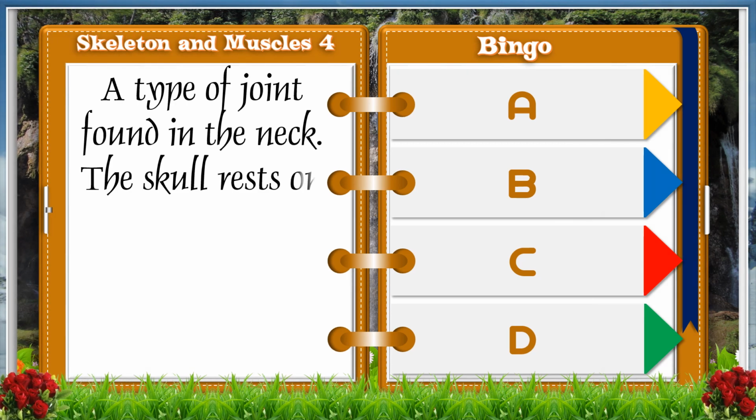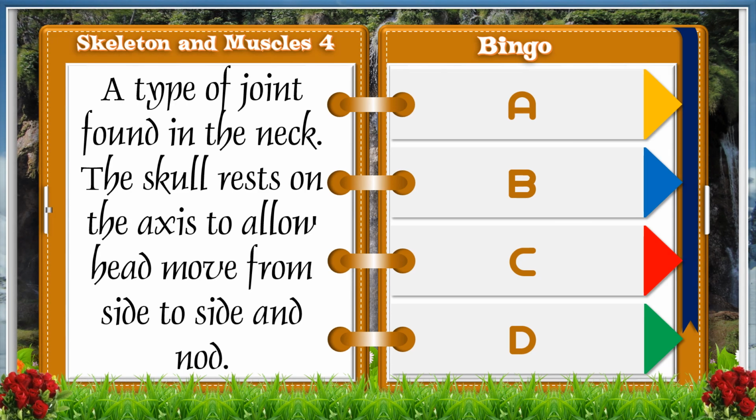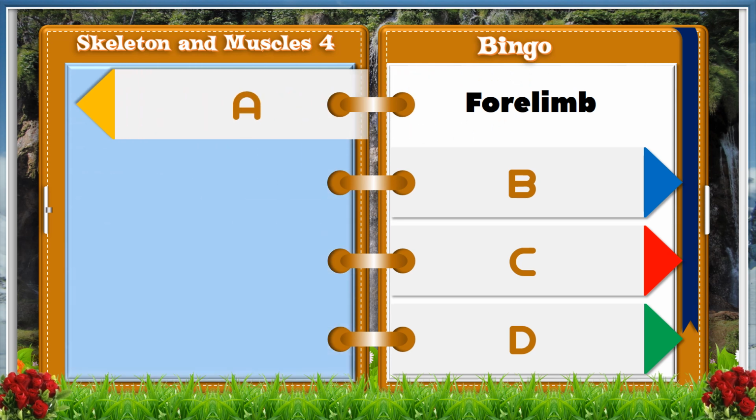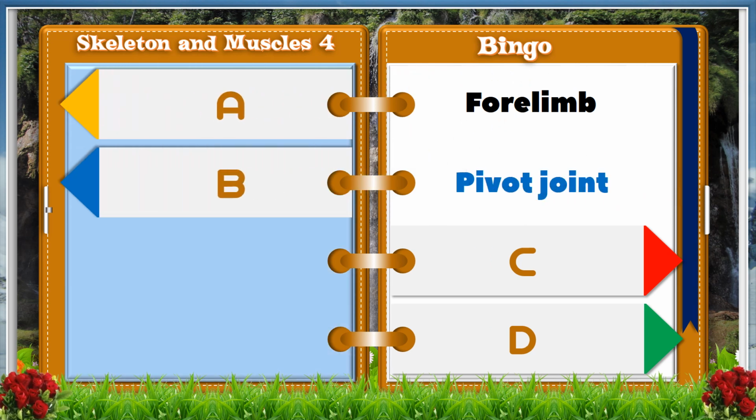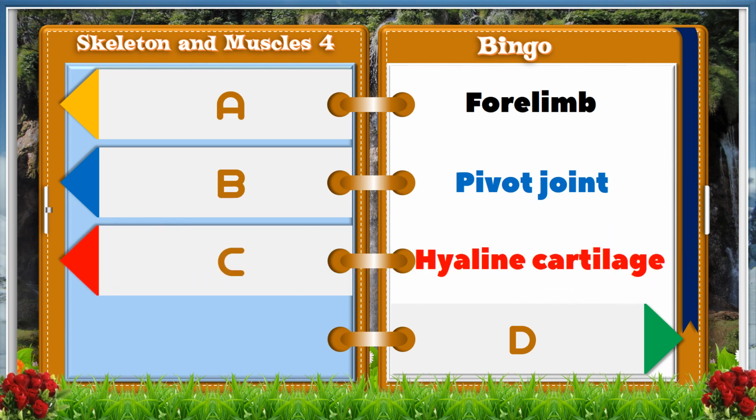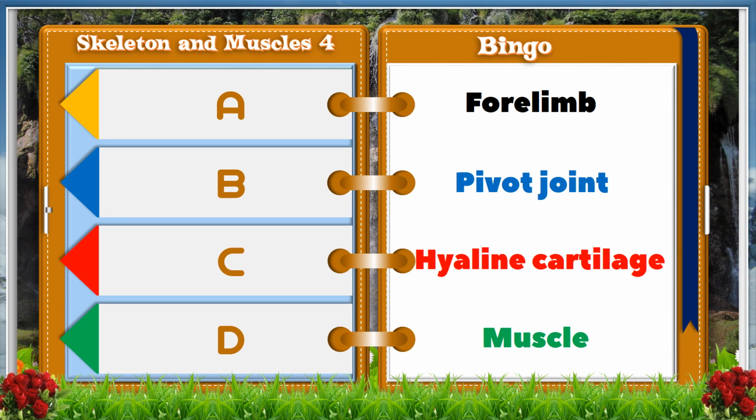A type of joint found in the neck. The skull rests on the axis to allow the head to move from side to side and nod. A. Forelimb. B. Pivot joint. C. Hyaline cartilage. D. Muscle. And the answer is B. Pivot joint.